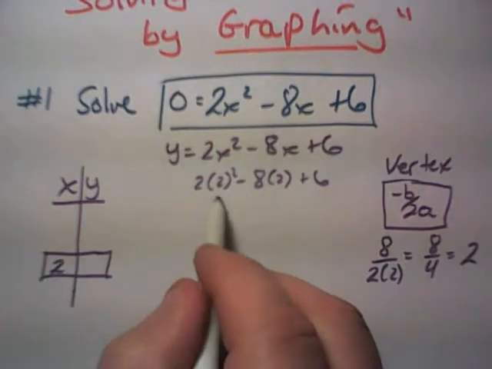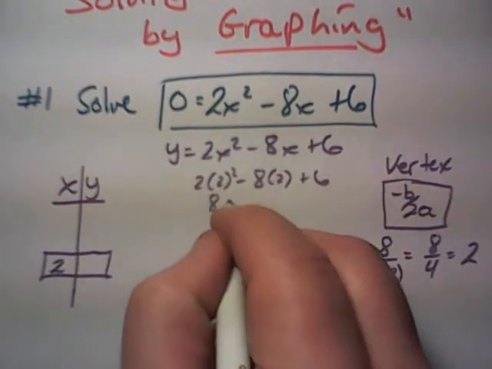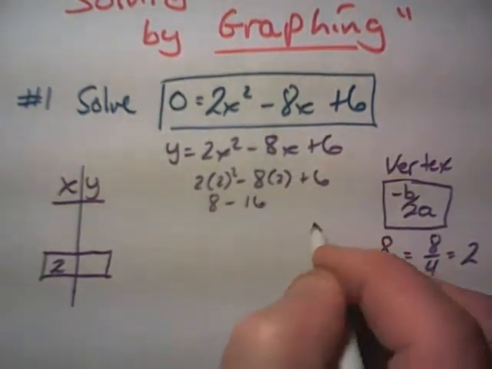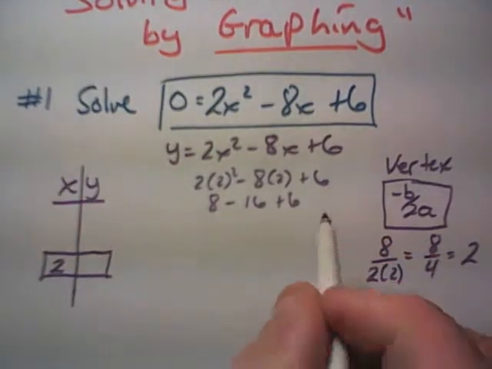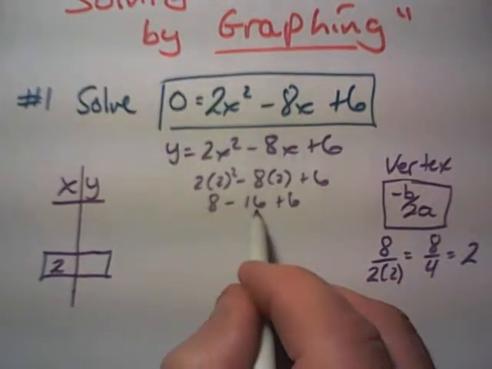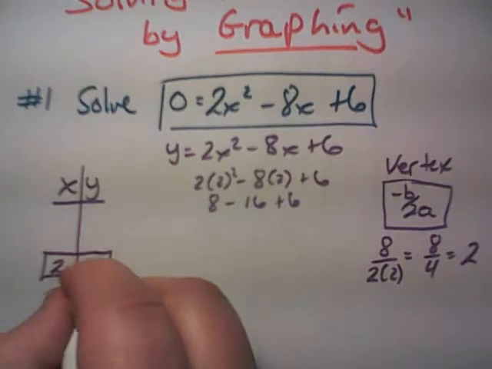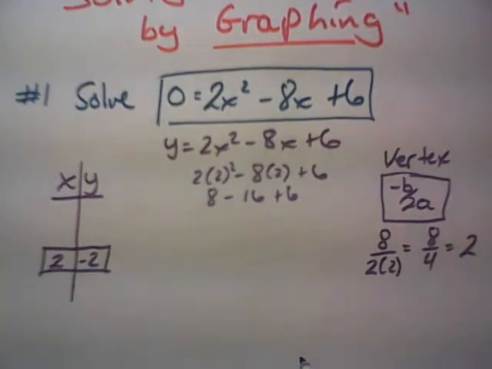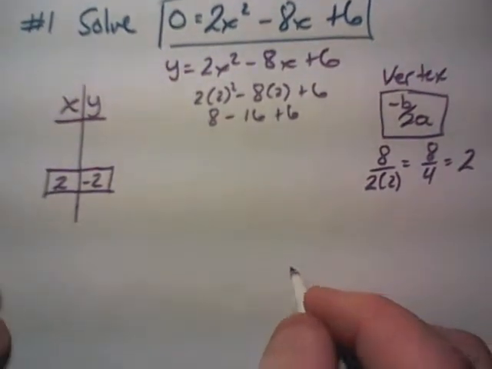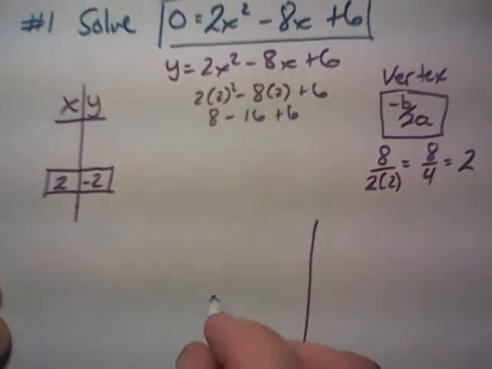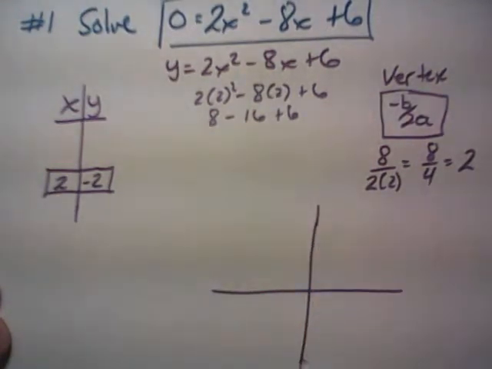So 2 squared is 4. 4 times 2 is 8. Minus 8 times 2 is 16, plus 6. And 8 minus 16 is negative 8. And negative 8 plus 6 is negative 2. So if I'm graphing this equation, I know that on my graph, my vertex is at the point (2, -2).